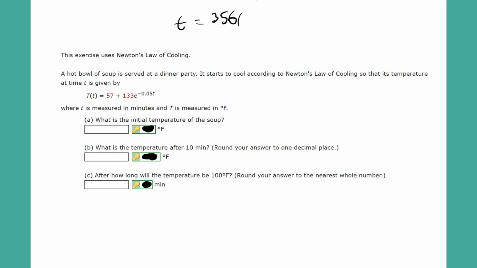Well, the initial temperature means that time is 0. So if we plug in 0 for little t, this is just going to become e to the 0, which is 1, right? Anything to the 0 power is just 1. So you're just going to add 57 plus 133, which is 190 degrees Fahrenheit. That's pretty hot.